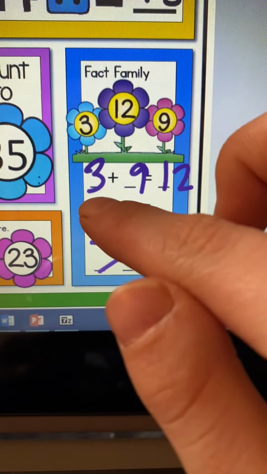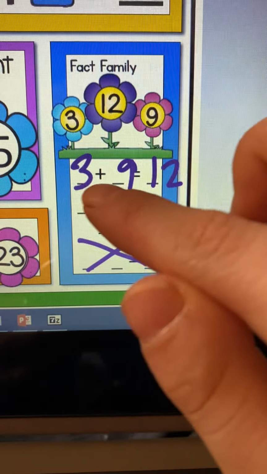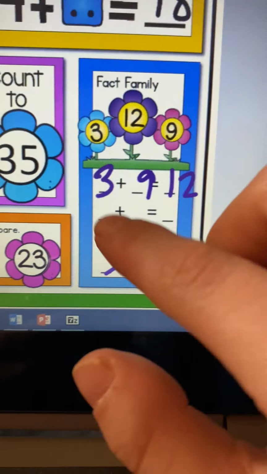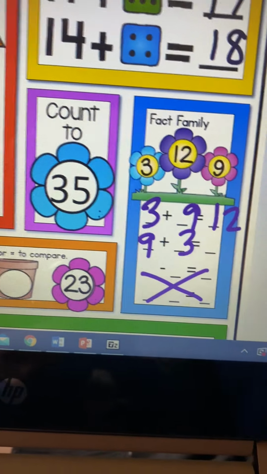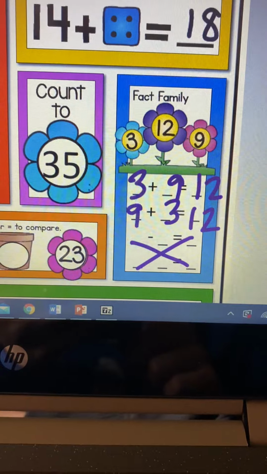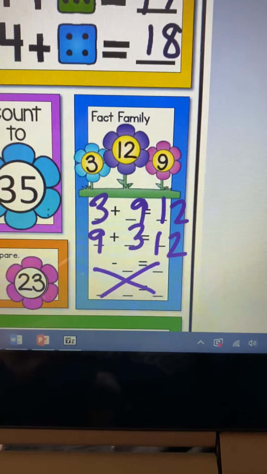So if we're going to do the reversal, we have 3 plus 9 equals 12. Well, I can only switch my parts because my whole is going to stay the same. So if I switch my parts, instead I would have 9 plus 3 equals 12. So those are our two addition number sentences for our fact family.